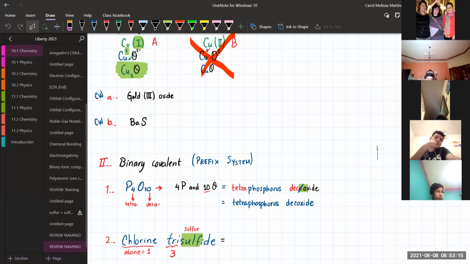So chlorine comes first, with 1 as a subscript, and then sulfur comes after with 3 as a subscript. But remember that 1 as a subscript can be totally ignored because it is invisible. And this will be the formula for chlorine trisulfide.